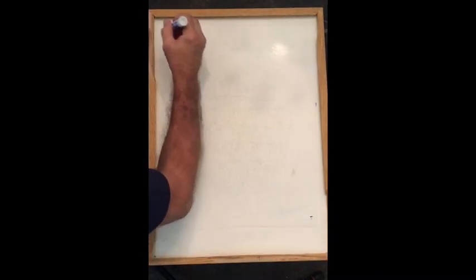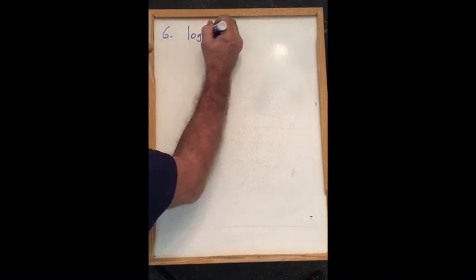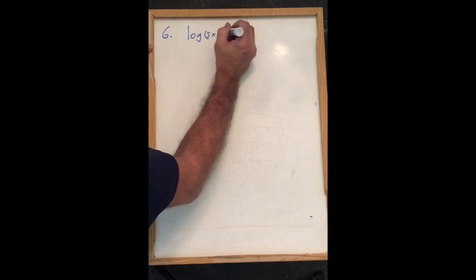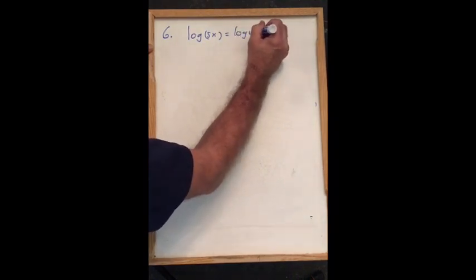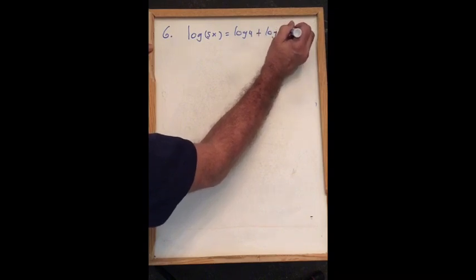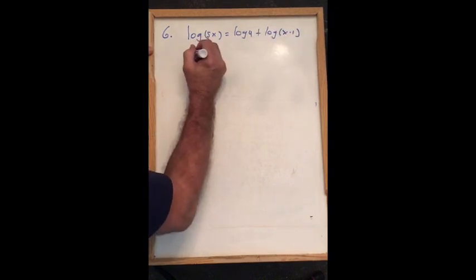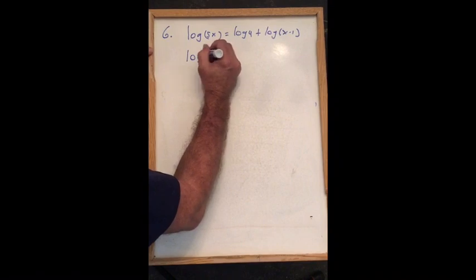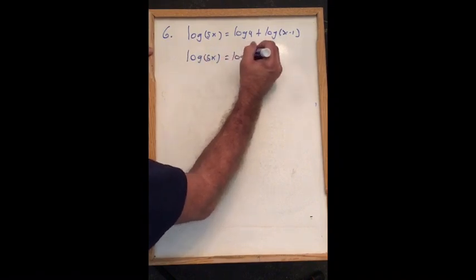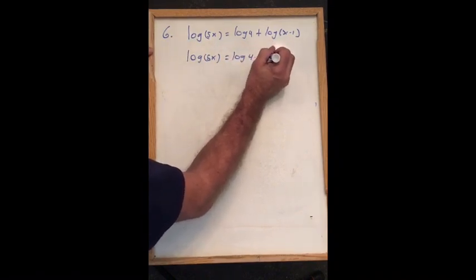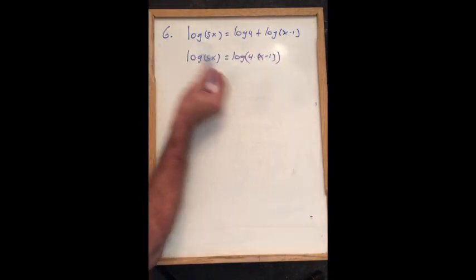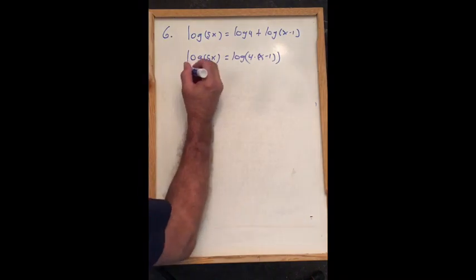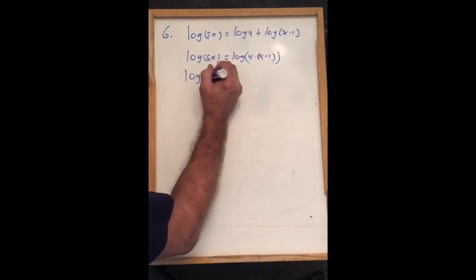Okay, for number 6, we have log of 5x equal to log 4 plus log of x minus 1. I'm going to say log of 5x is equal to log of 4 times x minus 1. Let me show you that when you have a plus sign, you can put the two logs together with a multiplication sign. If I clean that up a little bit right here, I have this.